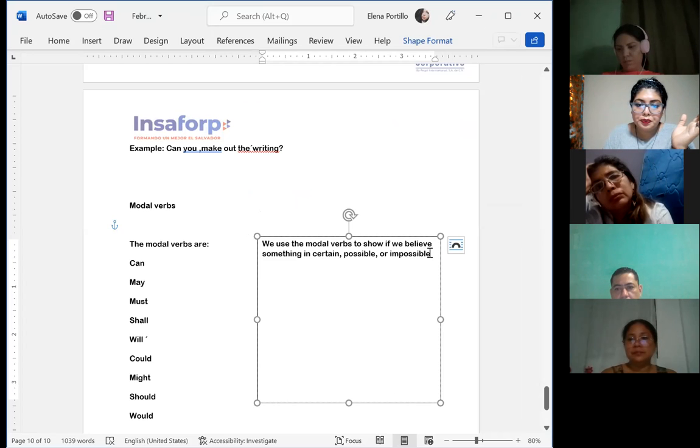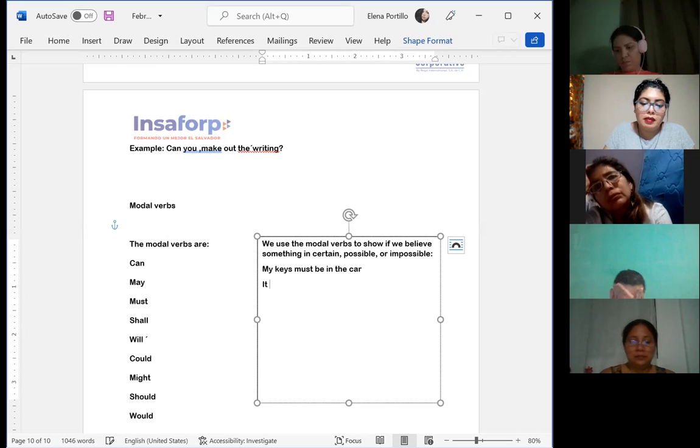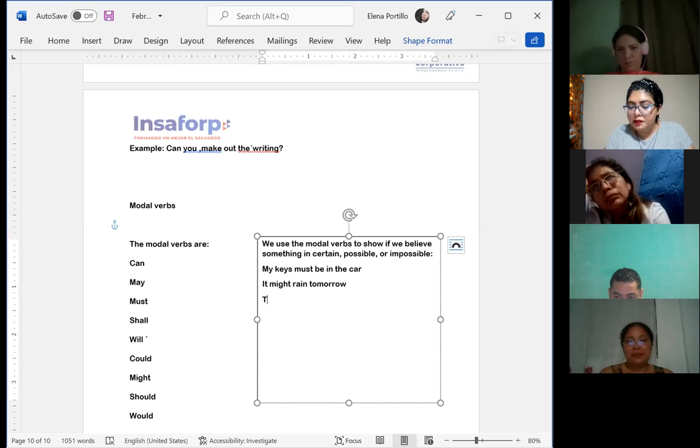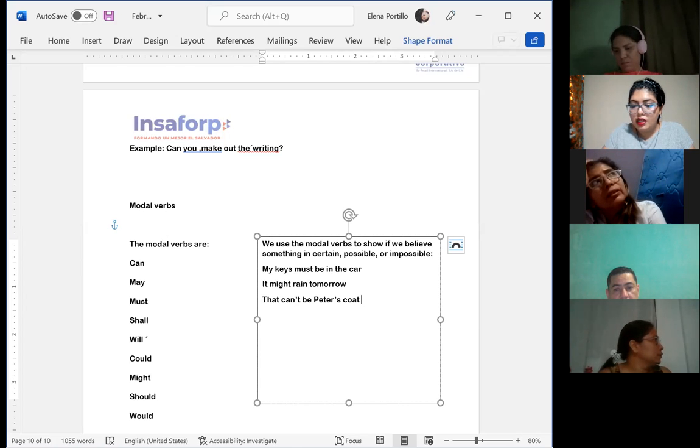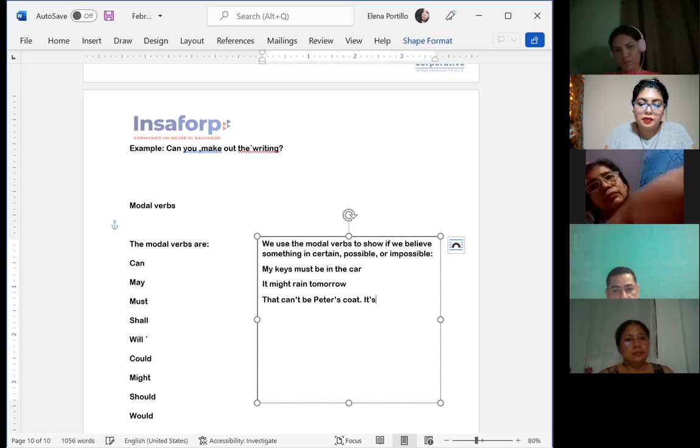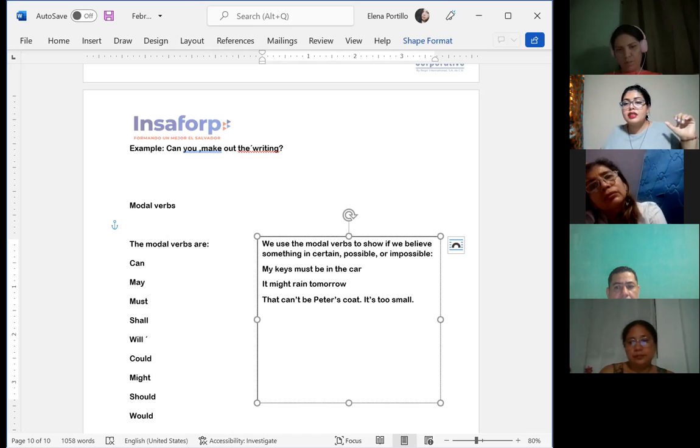And we have some examples. My kids must be in the car. It might rain tomorrow. And the last one: that can't be Peter's coat, it's too small. Okay, certain, possible, or impossible. The first one is certain.